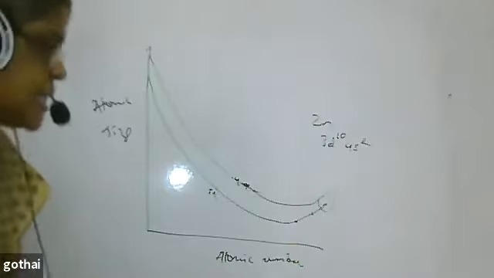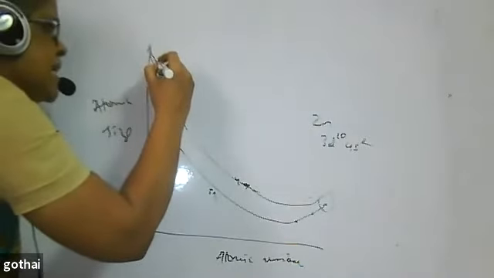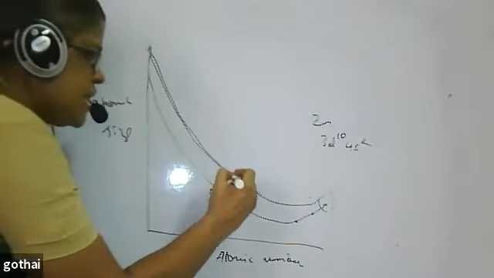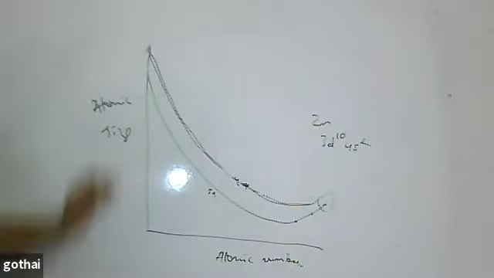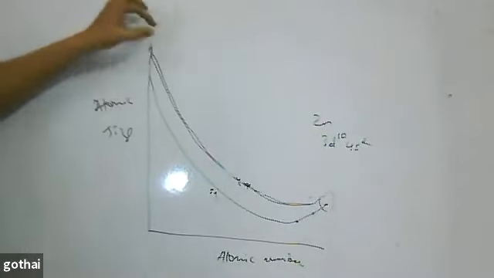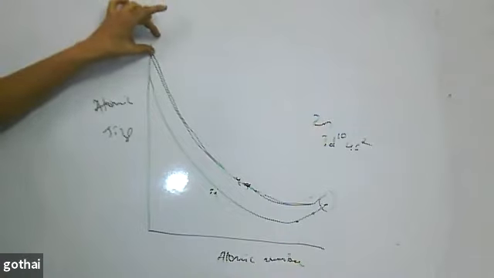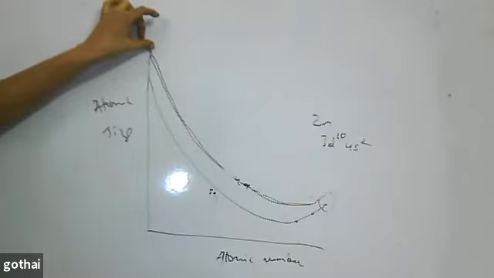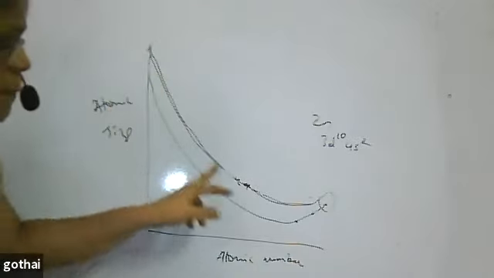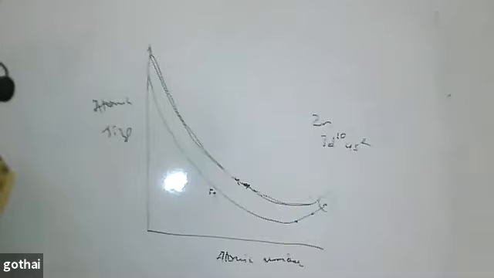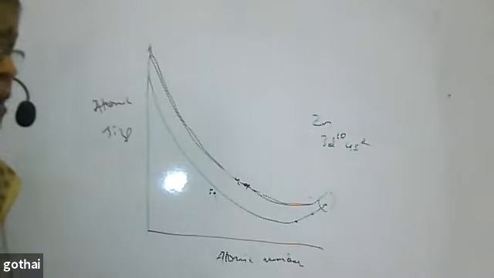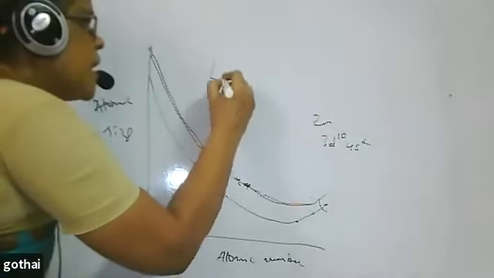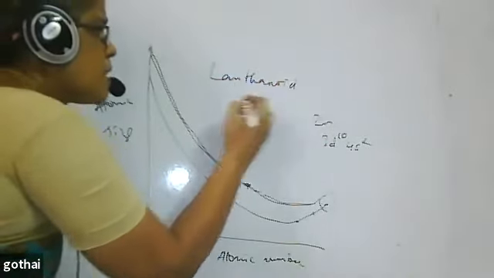When I come to 5D series, I see that the atomic size of the 5D series elements is almost the same as that of 4D series. I expect the same large increase from 4D to 5D, but when I see the graph, the 5D series is almost combining with the 4D series. Why? This question is often asked. The atomic size of 5D series elements is almost the same as that of 4D series because of lanthanide contraction. There is only one word you can write.